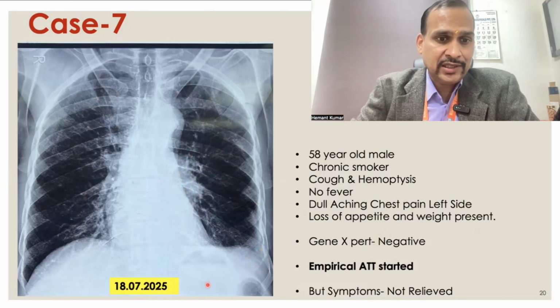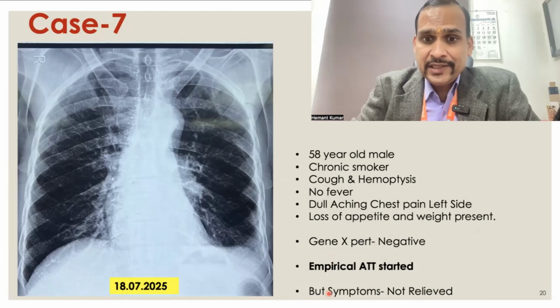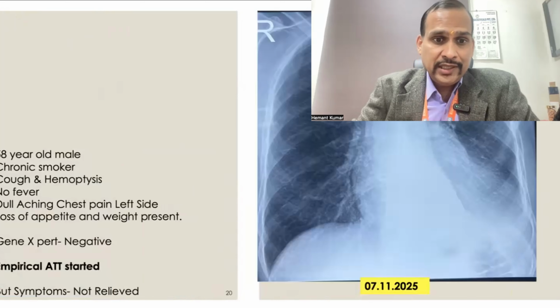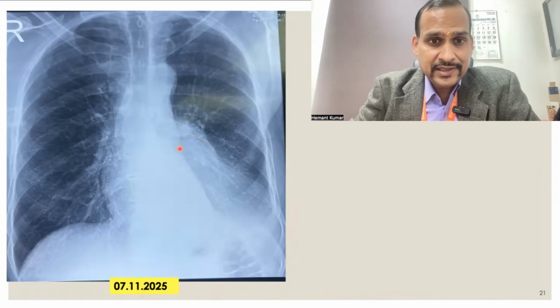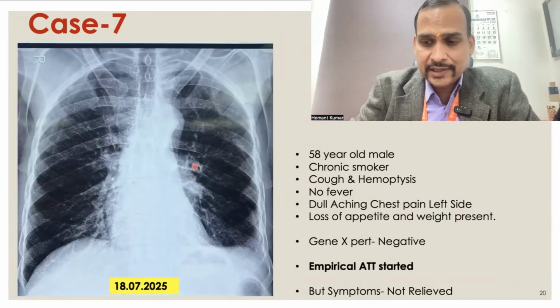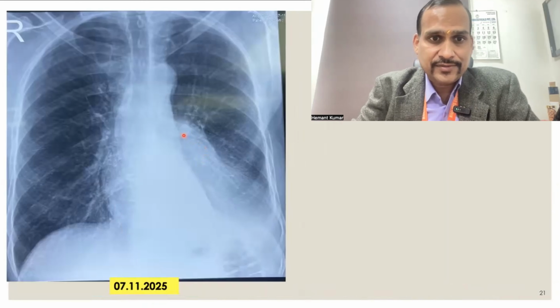This X-ray was taken in July. And after giving ATT, there was no symptomatic relief. Now he came to us in November, after 3.5 to 4 months. When we did the chest X-ray PA view, we could see left side pleural effusion, and this opacity which was there in the pericardiac region had become larger. This is a large consolidation or opacity.